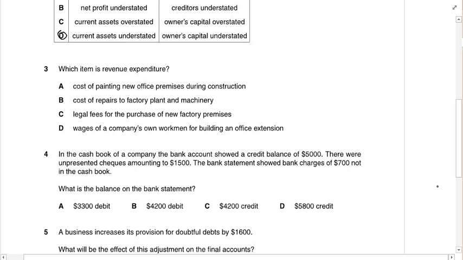Cost of repairs to factory plant and machinery. That's a cost of maintaining the current earning capacity of a non-current asset. So this qualifies to be revenue expenditure. I'm sure the other alternatives, C and D, represent capital expenditure, right? Like C, legal fees for purchase of new factory premises are associated with the acquisition of a non-current asset. Therefore, they are supposed to be capitalized. They are capital expenditure. Then wages of a company's own workmen for building an office extension. They are adding value to an existing non-current asset. So that is capital expenditure, right?